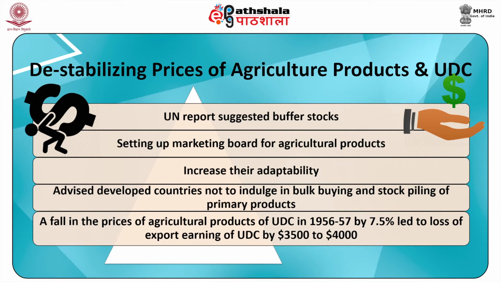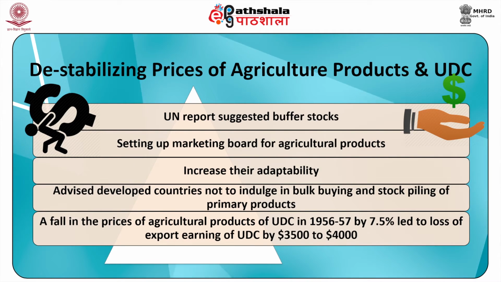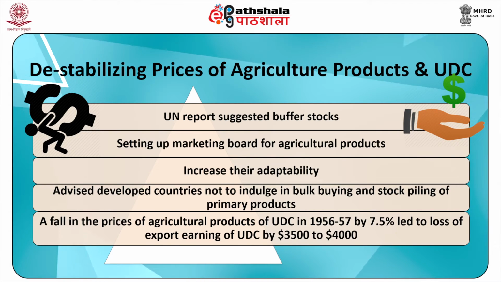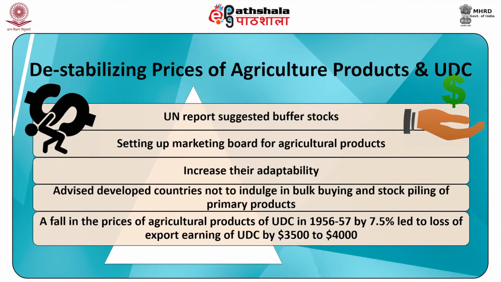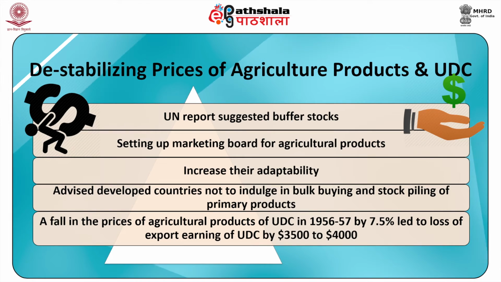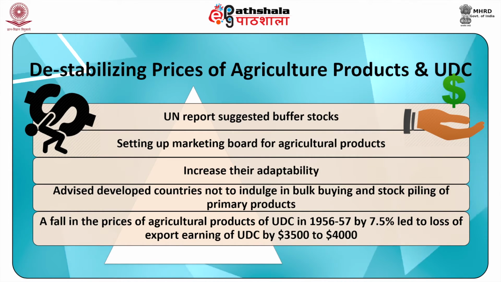According to economists, a fall in the prices of agricultural products of UDCs in 1956-57 by 7.5% led to a loss of export earnings of UDCs by $35,000 to $40,000. Developed countries in turn are also affected adversely to some extent because of the fall in the demand for manufactured goods by the underdeveloped countries following the fall in the price of agricultural products.